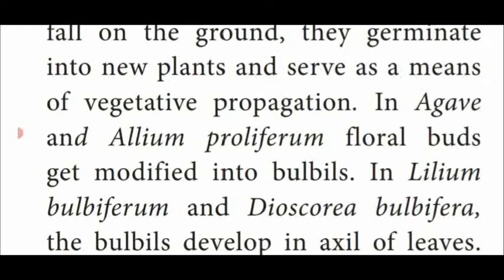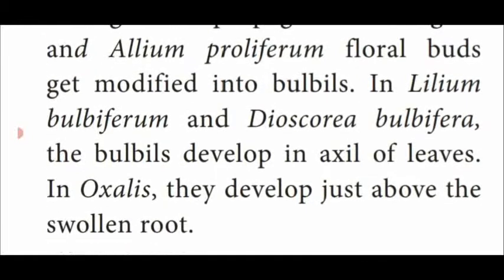For example, in Agave and Allium proliferum, the floral buds are modified into bulbils. In another plant, Lilium bulbiferum, and in Dioscorea bulbifera, the bulbils develop from the axillary region of the leaves. In Oxalis, the bulbils are produced just above the swollen root.